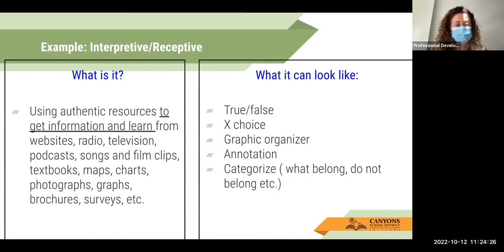What it could look like: I read a text, or I listen to a radio, or I look at a website and I can answer a true and false question. I can do a multiple choice on it. I can get the information from a text, and I can set them up in a graphic organizer. I can annotate the text, and I can also do some categorizing, where this belongs to this, this doesn't belong in the chapter.